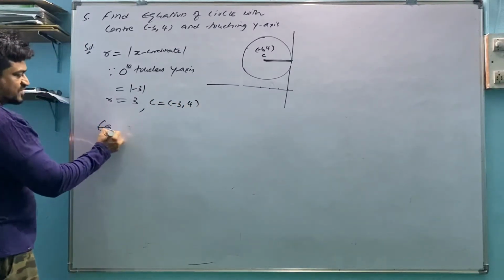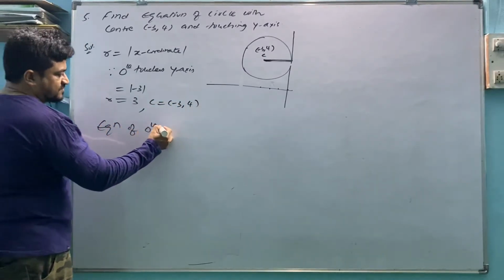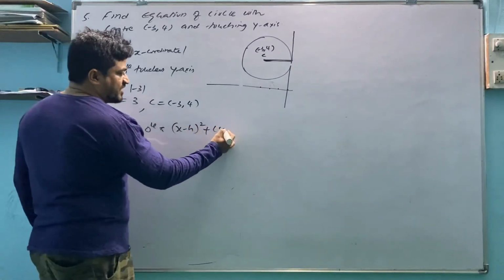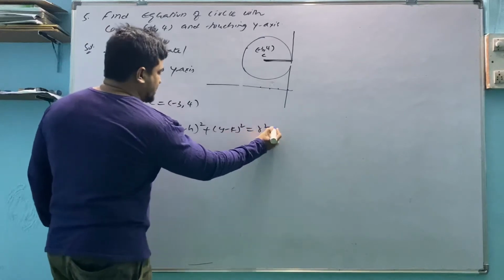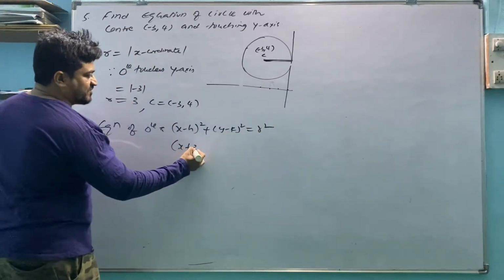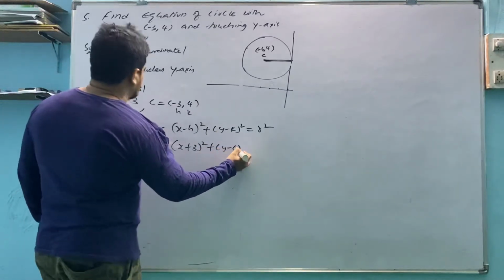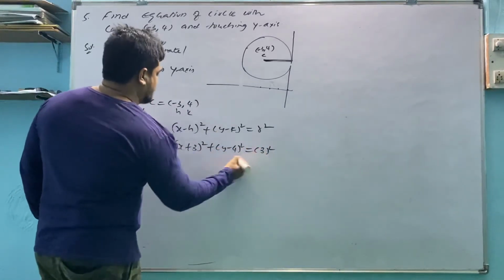We have radius as well as center now. So the equation of circle will be (x minus h) whole square plus (y minus k) whole square equals r square. So (x minus of minus 3), that is x plus 3, h and k, plus (y minus 4) whole square equals r square, which is 3 square.